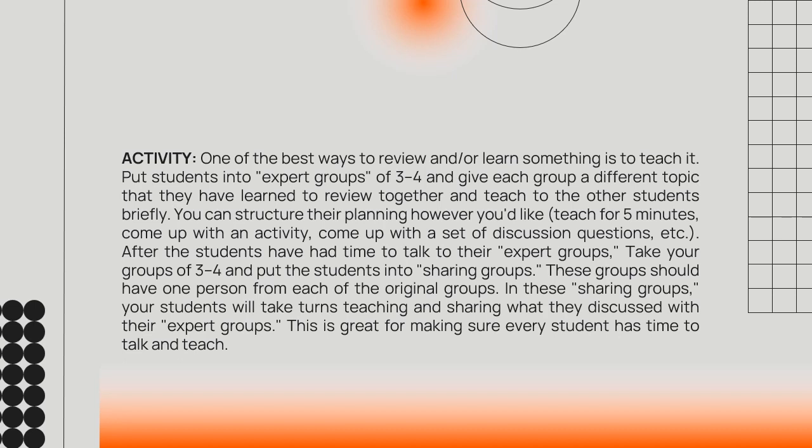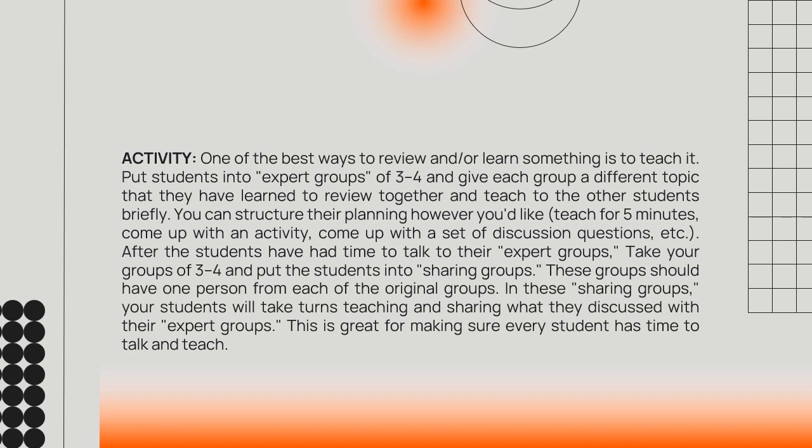Activity. One of the best ways to review and or learn something is to teach it. Put students into expert groups of 3 to 4 and give each group a different topic that they have learned to review together and teach to the other students separately. You can structure the planning however you'd like, such as teach for 5 minutes, come up with an activity, come up with a set of discussion questions, etc.